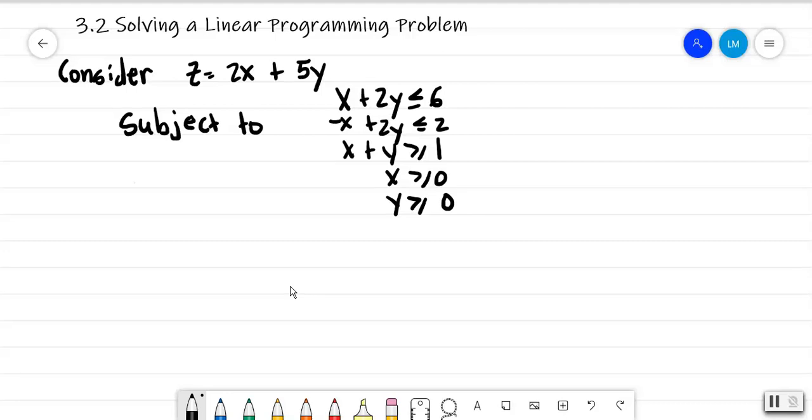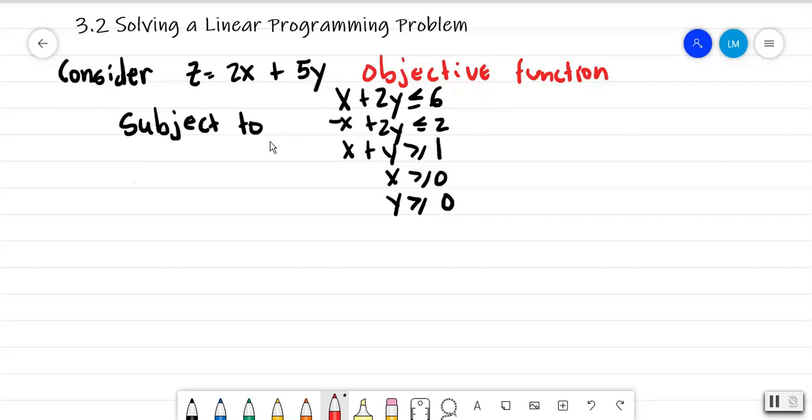In this video, we're going to look at solving a linear programming problem. So let's consider this equation that I wrote up here, z equals 2x plus 5y. With particular linear programming problems, you're always trying to maximize or minimize what we call an objective function. So this equation that we have right here is called an objective function. And typically, yes, we're trying to maximize this equation.